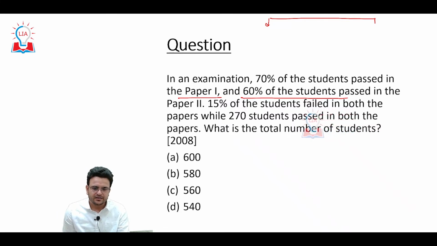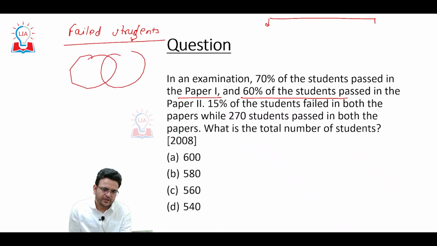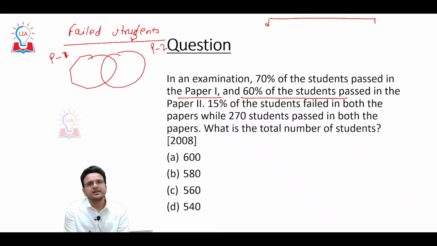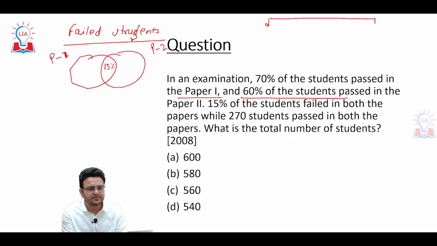Here they have given some data regarding passed students and some data regarding failed students. So first of all, we should try to make a Venn diagram of the failed students. In failed students, we have paper 1 and paper 2. Total students who have failed in both subjects are 15%. So 15% of students have failed in paper 1 and paper 2.